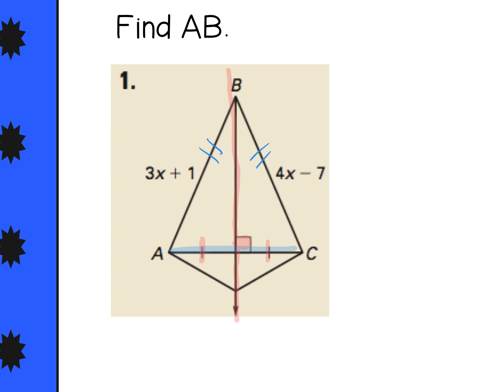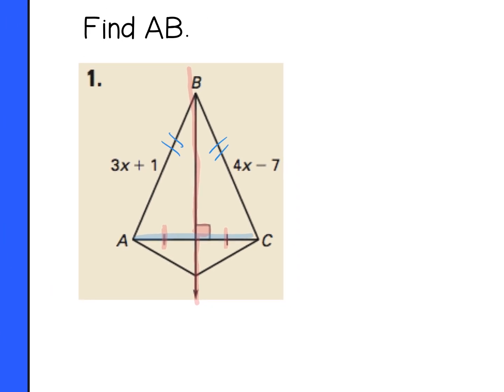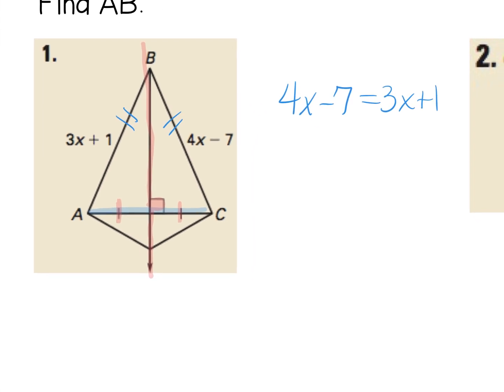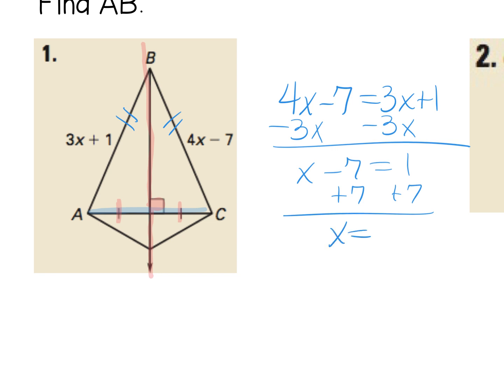So in order to find the length of AB, I need to first find the value of x by setting AB equal to BC. So 4x minus 7 is equal to 3x plus 1. It doesn't matter if you put the 3x plus 1 first on the left side or the right side, it doesn't matter. We're just moving our x's together and then our constants. So 4x minus 3x is x. Then I'm going to add the 7, and x equals 8.